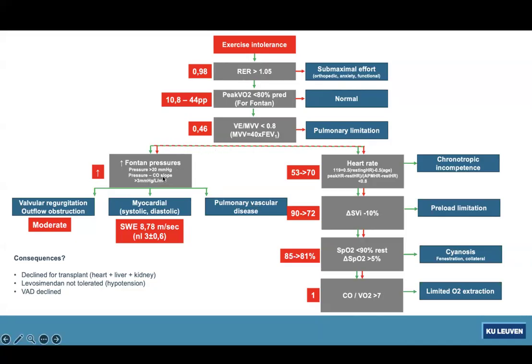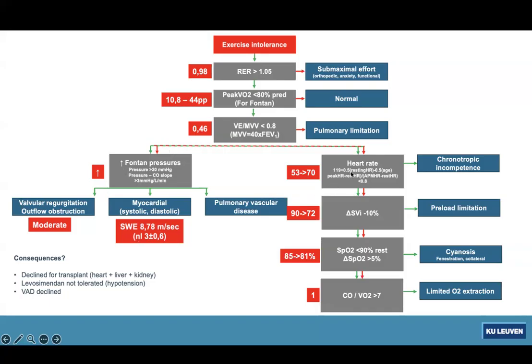And then we look at Fontan pressures. Are they elevated, yes or no? And the slope. If that slope is elevated, then we think, well, what is the reason for it? Is there systolic dysfunction, easily assessed at rest and during exercise, or diastolic dysfunction? A little bit more difficult. Maybe with that shear wave imaging, we can do it. Is there valvular regurgitation, or do we think there's pulmonary vascular disease, right? So that would be a cardiac reason for exercise limitation.